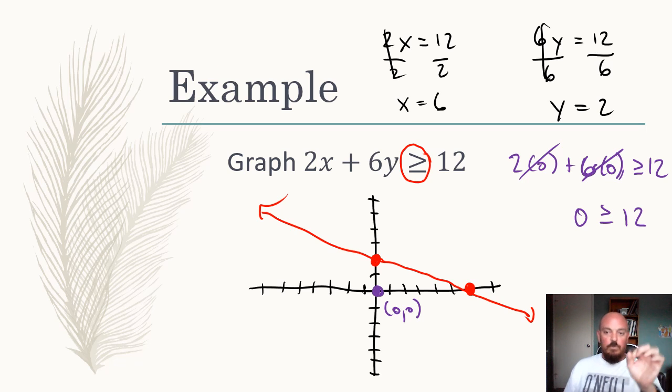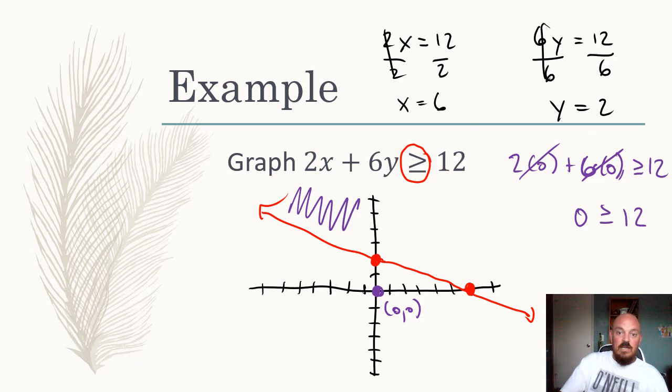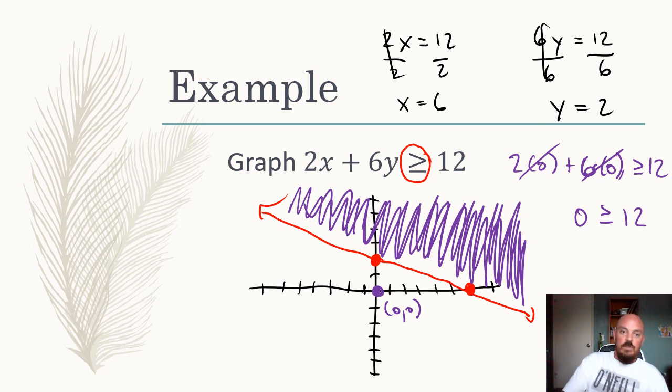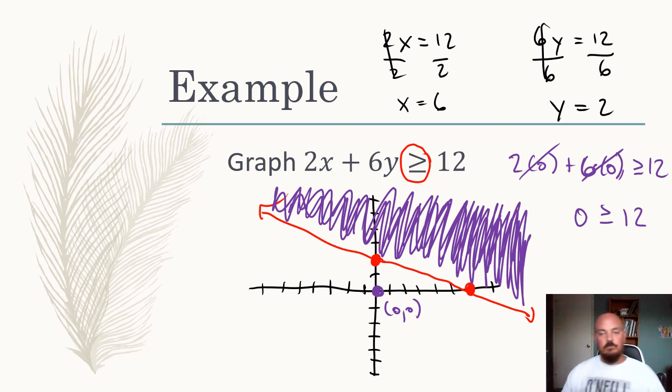What that means is the point that I picked was not on the side with all the answers. But remember, I don't have to test another point because it's one or the other. If the point that you test is not on the side with the answers, then that means the other side up here is the one with all the answers. So this time the answers were all the ones up here on top. So that's how we do it.